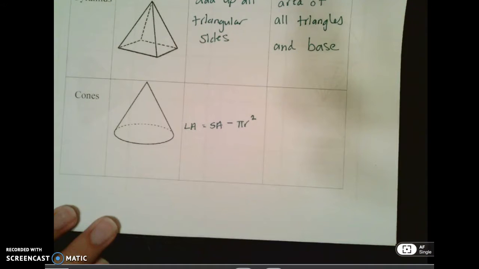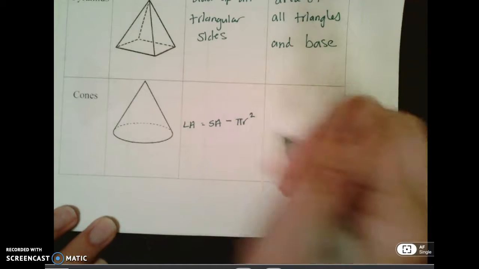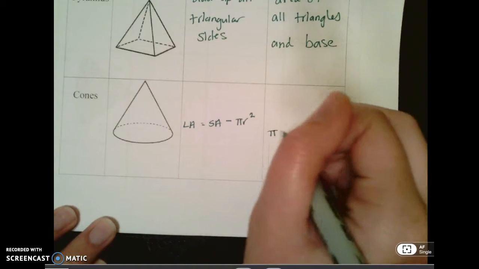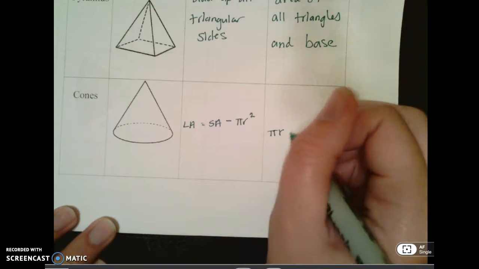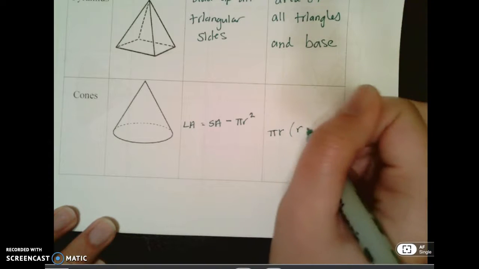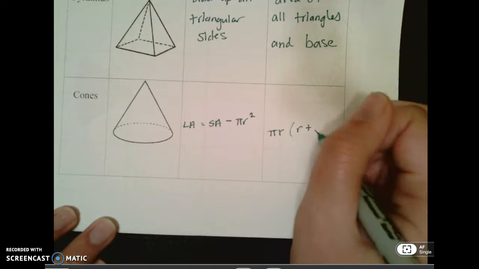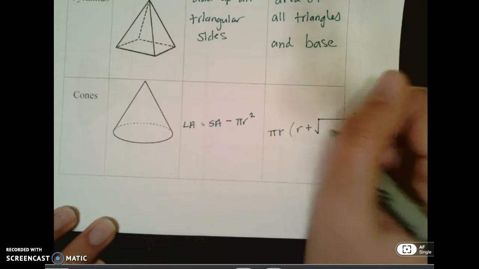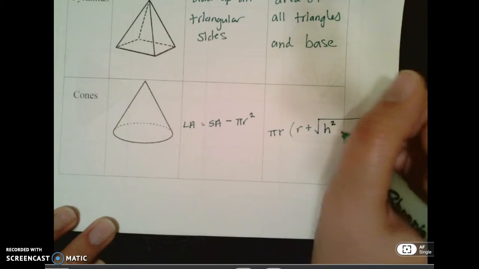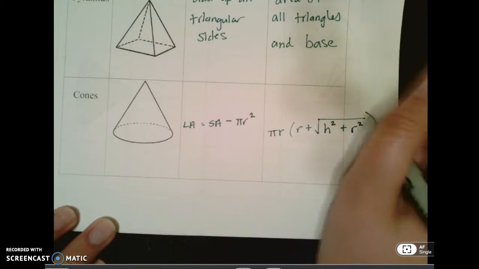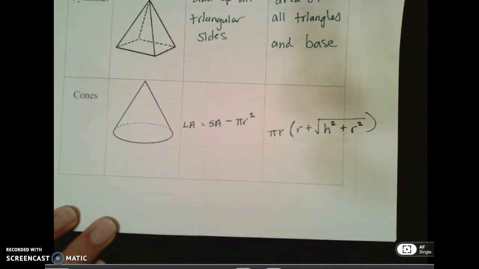It's not actually a triangle, but we'll get to that in class. And then the surface area of a cone is pi times radius, plus square root of height squared plus radius squared. This one is probably the most complicated one we do, but it's not too bad. So pi times radius, r is always radius, times radius plus the square root of height squared plus radius squared.